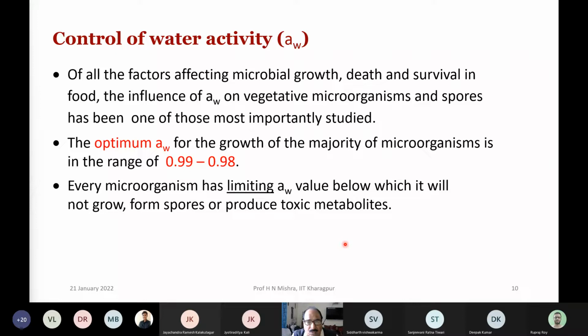Next, now let us see the control of water activity. Of all the factors affecting microbial growth, death, and survival in food, the influence of water activity on vegetative microorganisms and spores has been one of the most important and most widely studied factors. Can anyone summarize what water activity basically is? What do you understand by water activity?